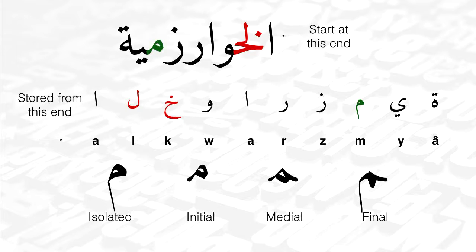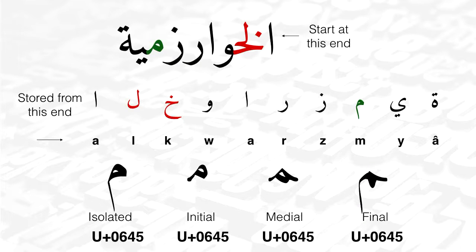So how is that represented in Unicode? Well, if you just have the letter M on its own, it's this code point of 645. If you have it in initial position, it's the same one. And if you have it in medial or final, it's all the same code point. This is because Unicode is encoding the semantics of a character. It is encoding the fact that this is an Arabic letter M, and it doesn't care how you display it. That's somebody else's problem. Whose problem? We'll see a little bit later.